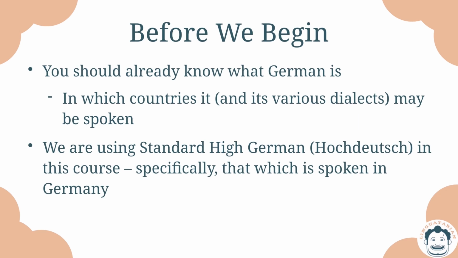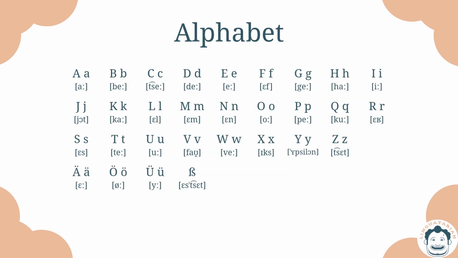I'll assume that you already know what the German language is and in which countries it's spoken, as well as its various dialects. For this series, we'll be using Standard High German, and specifically that which is spoken in the country of Germany. In this first lesson, we will be taking a quick look at the German alphabet.